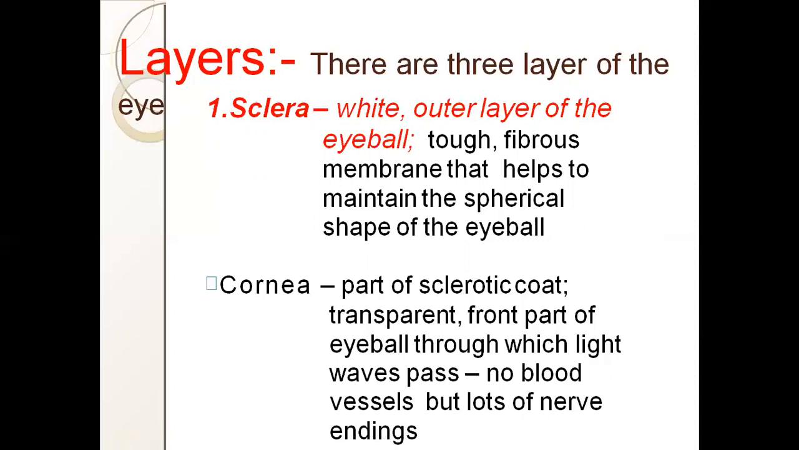Then the second layer is called the cornea. The cornea is a part of the sclerotic coat, the transparent front part of the eyeball through which light waves pass. It is present in the front area. Whenever we examine the patient's eye and show a torch to the patient's eye, the cornea is reflective, along with the pupil. In this cornea there are lots of nerve endings, but no blood vessels present.